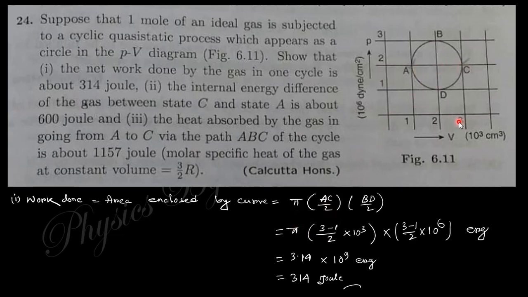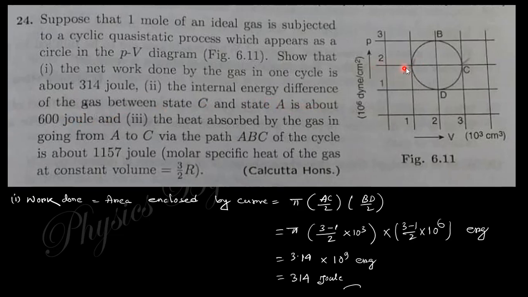So you can see here this is 3, this is 1. So (3 minus 1) by 2, half, this is (3 minus 1) by 2, and this is 10 to the power 3. And for BD this is 3, this is 1. So this is (3 minus 1) by 2, and this is 10 to the power 6. If you rearrange them, you can easily find out this erg. And you know 10 to the power 7 erg is 1 joule. So if you take 10 to the power 2 here, this is 314 joule. Clear?